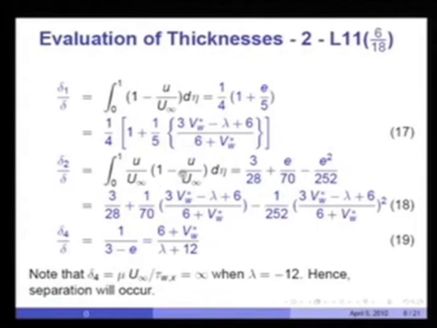Delta 2 by delta, well, this integration is somewhat involved, because it involves the product of u over u infinity squared, and that would result in 3 by 28 plus e by 70 minus e squared by 252, or what I have given here by simply replacing e. Most importantly, delta 4 by delta would simply result in 1 minus 3 e, that is, 6 plus v w star divided by lambda plus 12. This is quite easy to see.